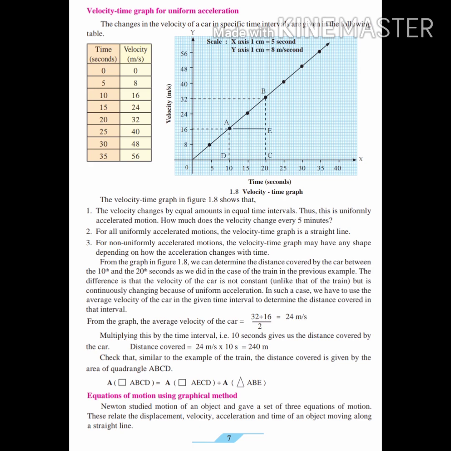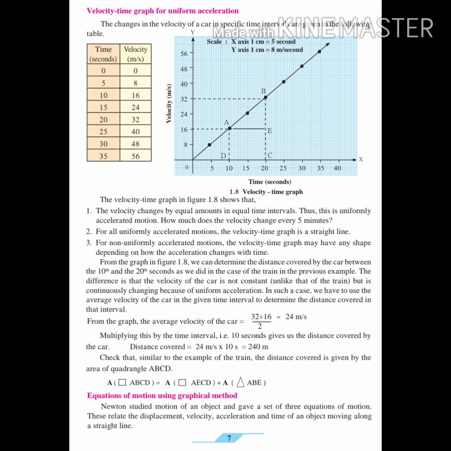But easily you can multiply the velocity into time. Now here two velocities are given between the 10th and 20th second. At the 20th second it is 32 meters per second, and at the 10th second 16 meters per second. So which velocity will you take? We will take the average velocity. That means 32 plus 16 divided by 2. 32 plus 16 will be 48, and 48 divided by 2 you will get 24. So the average velocity of the moving object is 24 meters per second.